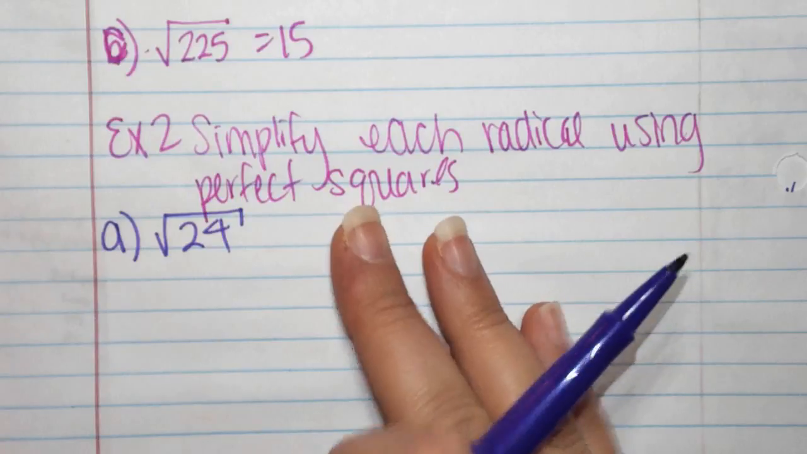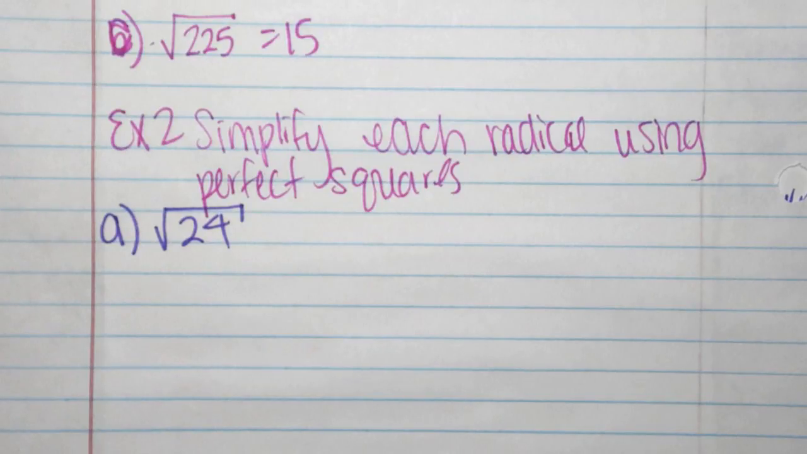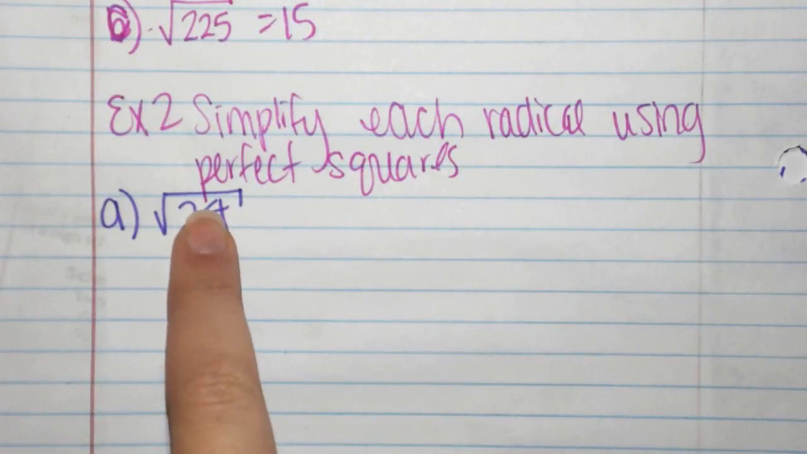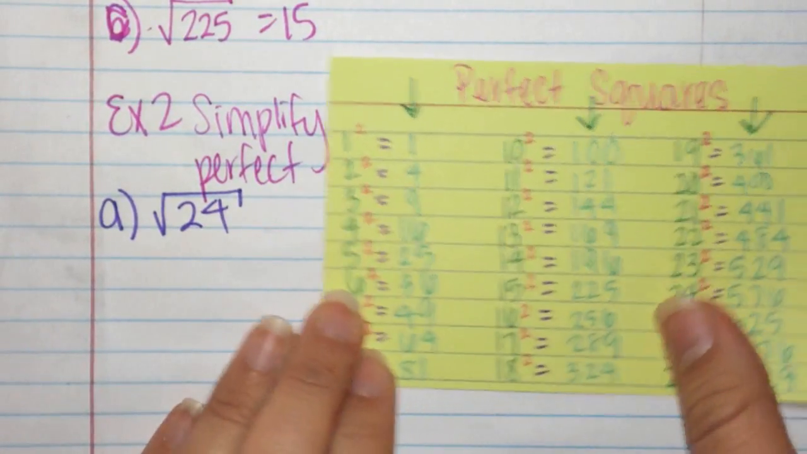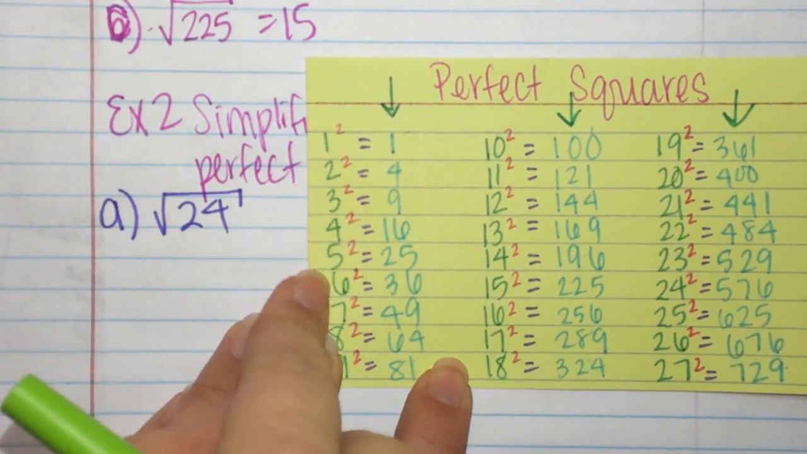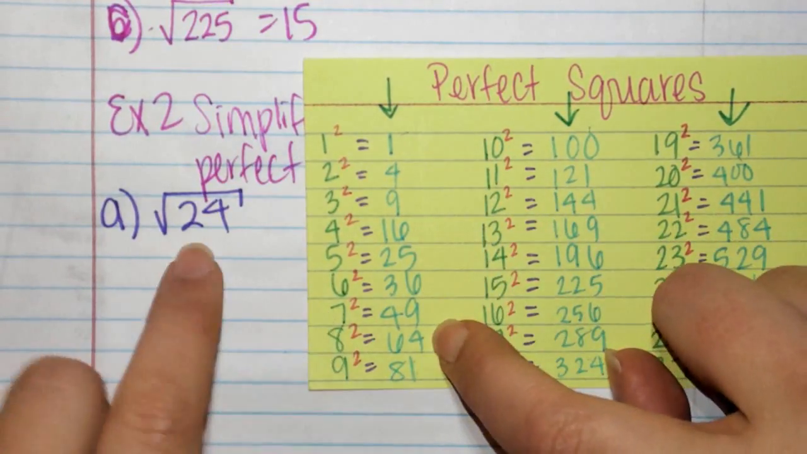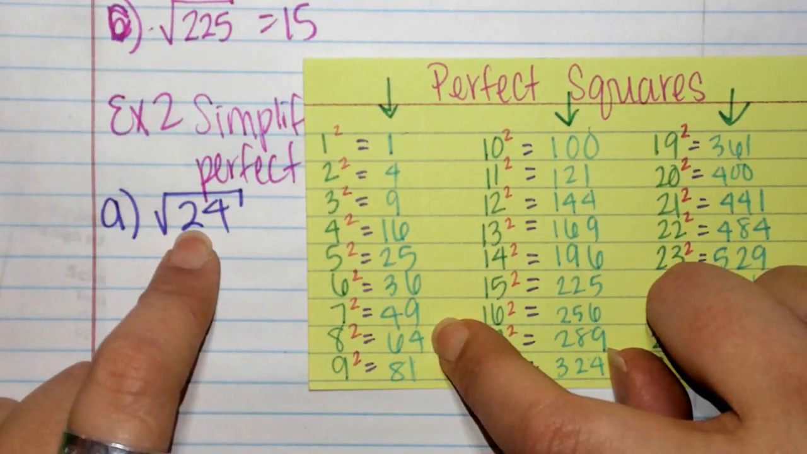Alright, so now, what you do is you find the biggest perfect square that goes in 24. So let's look at our card. Now, perfect squares are the right column, not the left. So pick a number on the right that's the biggest one that divides evenly into 24.